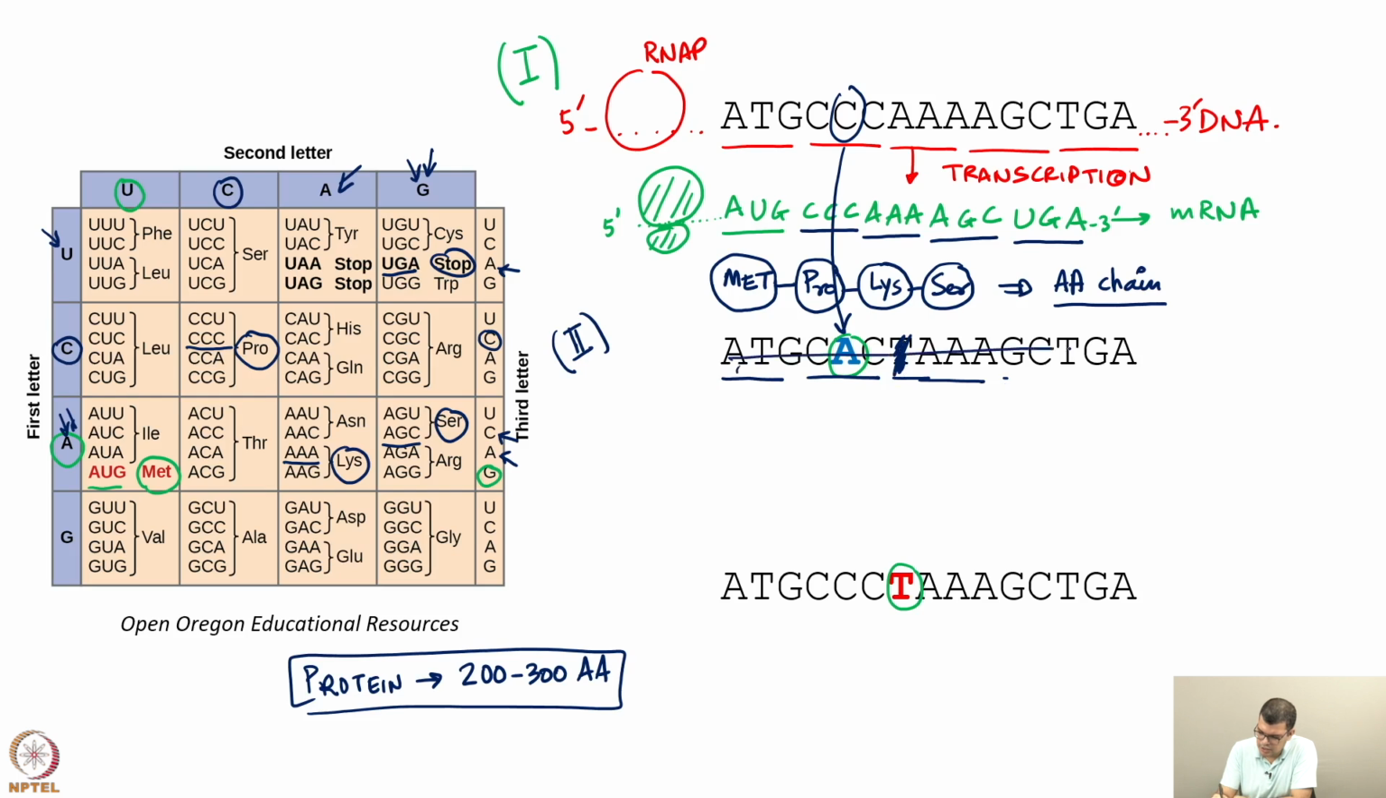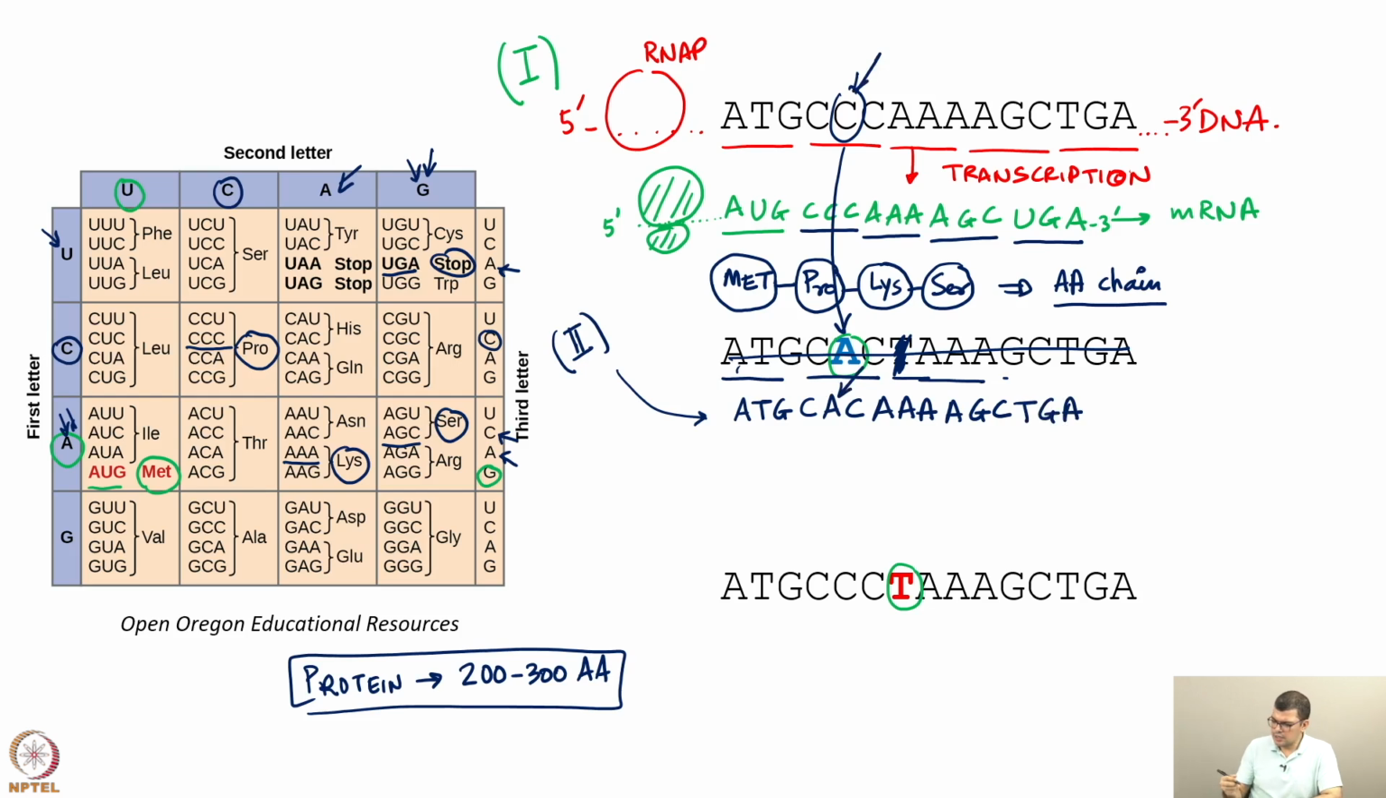Let me rewrite this. So, let us imagine that this second individual has a sequence of ATG, CAC, AAA, AGC and TGA. And the only difference that you can see is that instead of a C here, this individual has an A here, the rest of the sequence is the same.